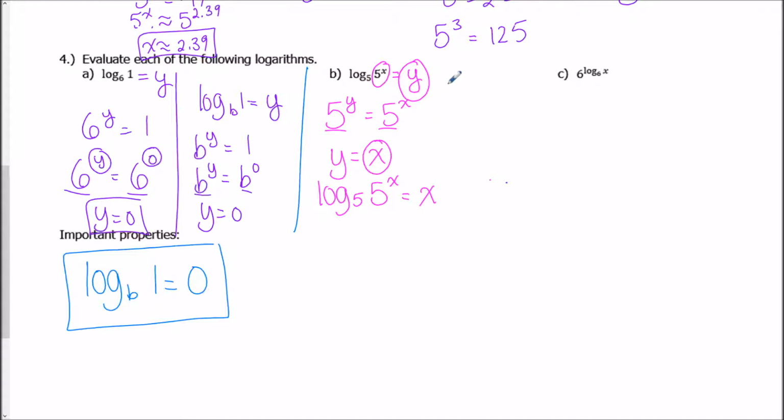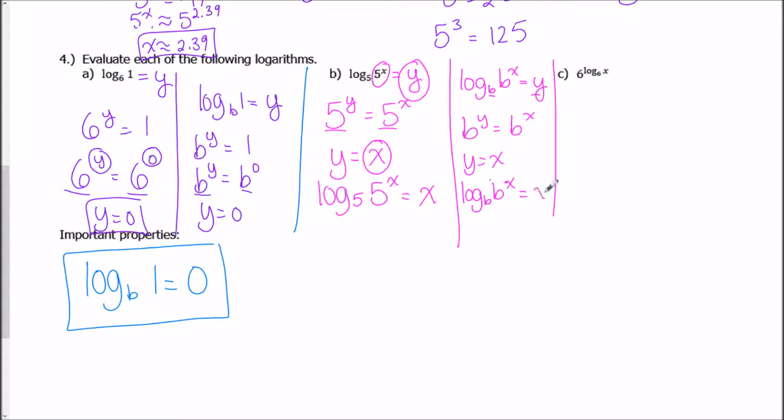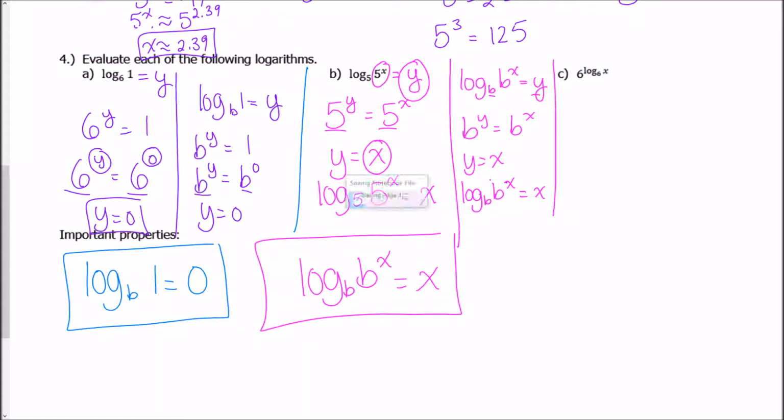Okay, and we can show that this is true using any base. So we can say log base b of b to the power of x. I'm going to set that equal to y. So this is saying b to the power of y is equal to b to the power of x. So therefore y equals x, which means that log base b of b to the power of x is simply x. So that is another important property that we're going to write down: log base b of b to the power of x is just simply x.